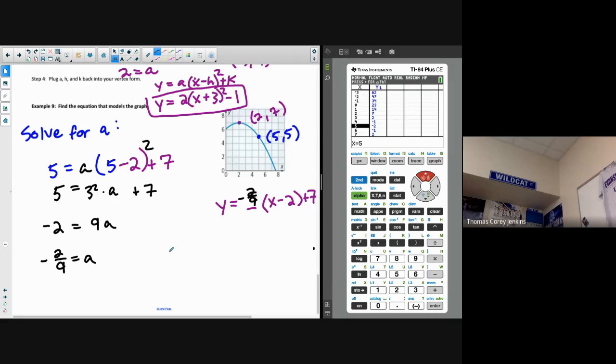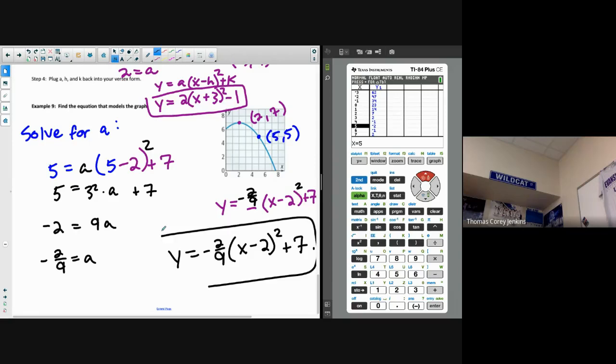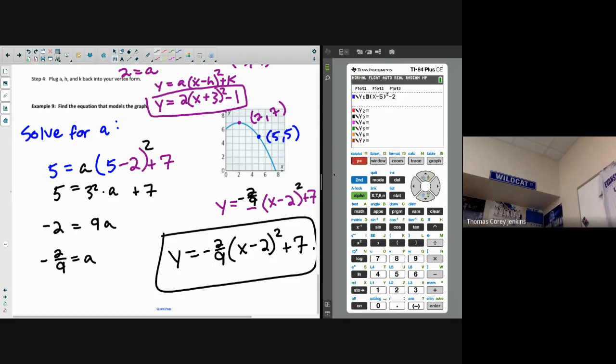All right, so final answer, y equals negative 2/9 times the quantity x minus 2 squared. You see, I forgot it again. Hopefully, if nothing else, you see that part's easy to forget, and then plus 7. And then after all that, it's nice to have a rule that you can sub in to your calculator right here and see if it matches what you see on your screen.